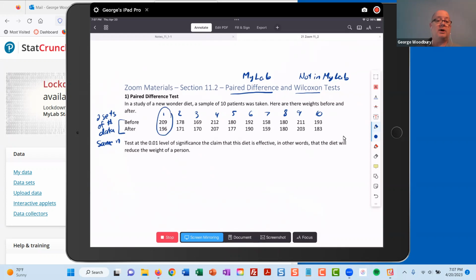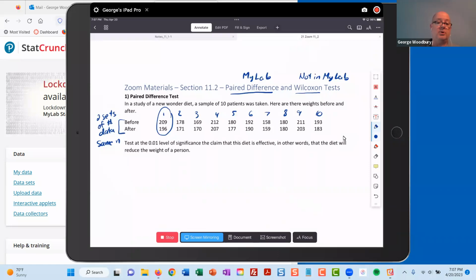The weight of 209 and 196 are paired together because they're for the same person. And we didn't so much care about what that person weighed before the diet as much as we're concerned with how much weight they either lost or gained after the diet. And so the starting and ending points don't matter. It's just how much weight was gained or lost.